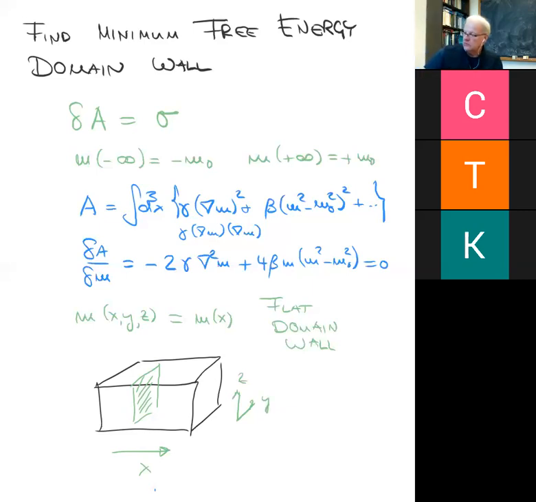Okay. So this is the kind of ansatz we're making here. If this is the ansatz we're making, then you end up with an ordinary one-dimensional differential equation. So what is the differential equation? I'm just writing it down again. It's minus 2 gamma, and this is now really just the derivative in the x direction, plus 4 beta m squared minus m naught squared is equal to 0.